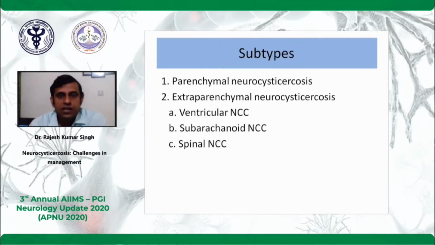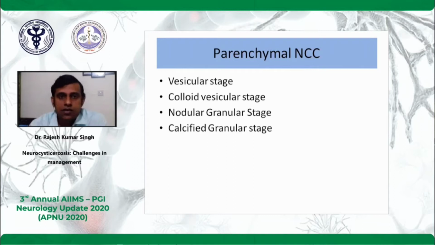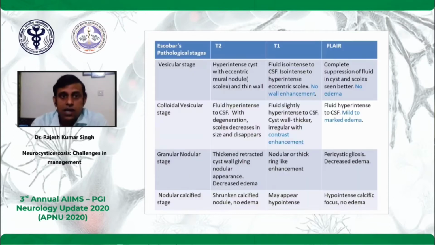Basically, we divide neurocysticercosis under 2 headings, parenchymal and extraparenchymal. And under the extraparenchymal, it can be ventricular, subarachnoid, and spinal NCC. The parenchymal NCC has 4 stages: vesicular stage, colloid vesicular stage, nodular granular stage, and calcified granular stage. These are the Escobar's pathological stages.